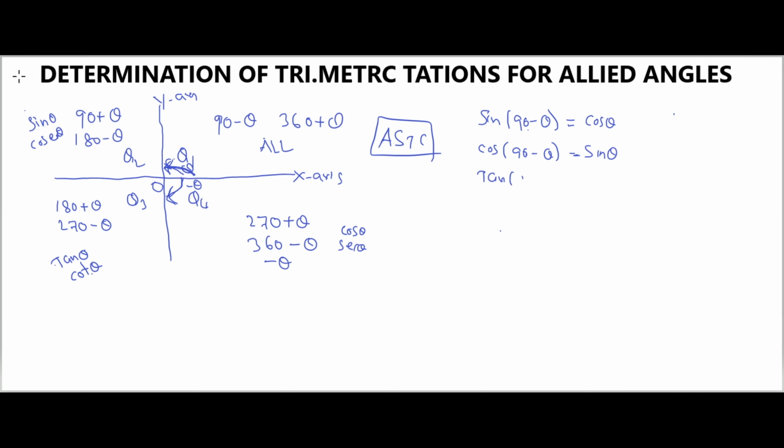Tan of 90 minus theta is equal to cot theta. 90 minus theta lies in first quadrant. In first quadrant tan theta is positive. Here is 90. Tan changes to cot. So cot of 90 minus theta: 90 minus theta lies in first quadrant. In first quadrant cot theta is positive. Here is 90. Cot changes to tan theta. And sec of 90 minus theta is equal to cosec theta. Cosec of 90 minus theta is equal to secant theta.